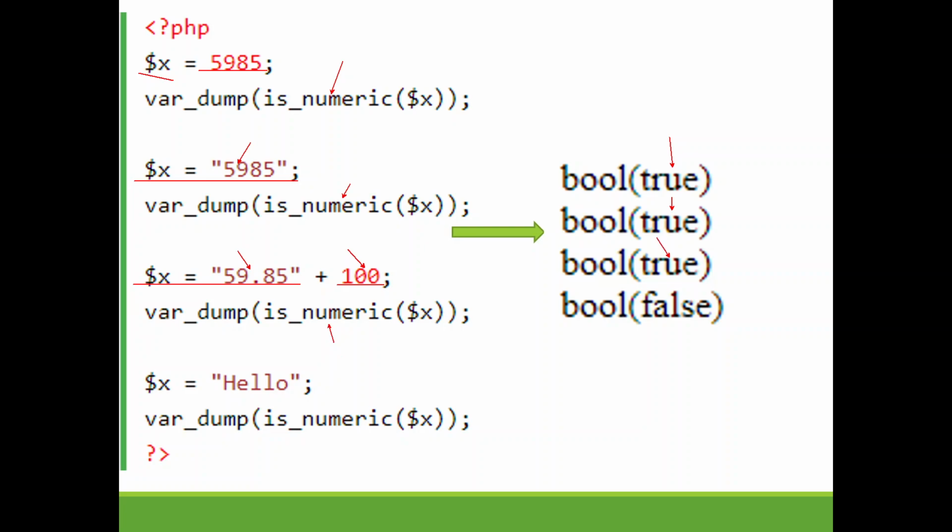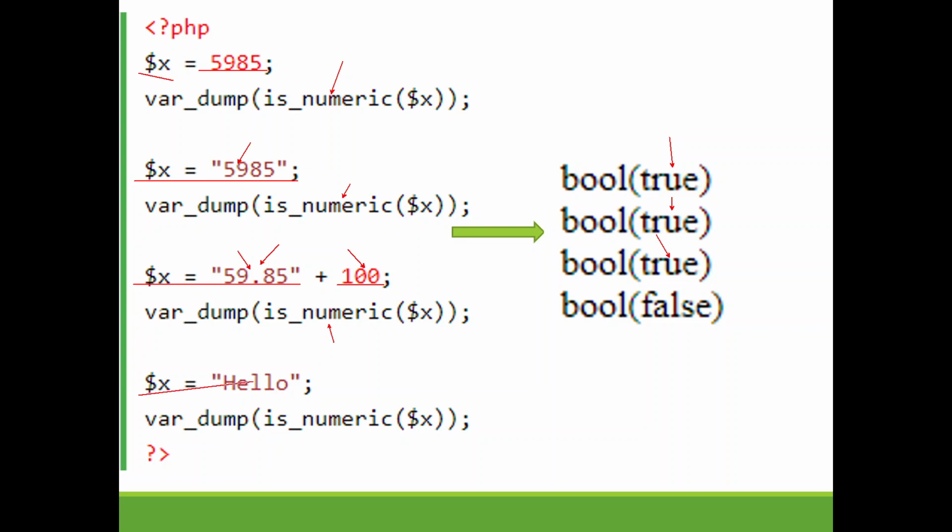It's going to return true because PHP does automatic type conversion. So it's going to convert this 59.85, the numeric string, into an integer, then add it to 100. That's how it's going to do it. What I'm not sure is whether this is going to be rounded up or rounded down. I'm not sure whether it's going to be 60 or 59. So you can try that when you write your program during the practical.